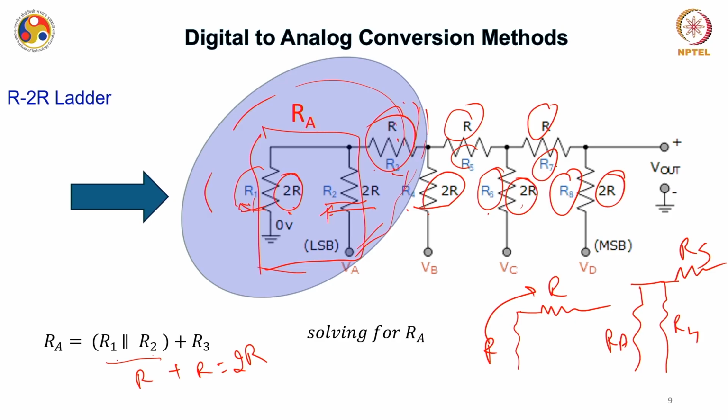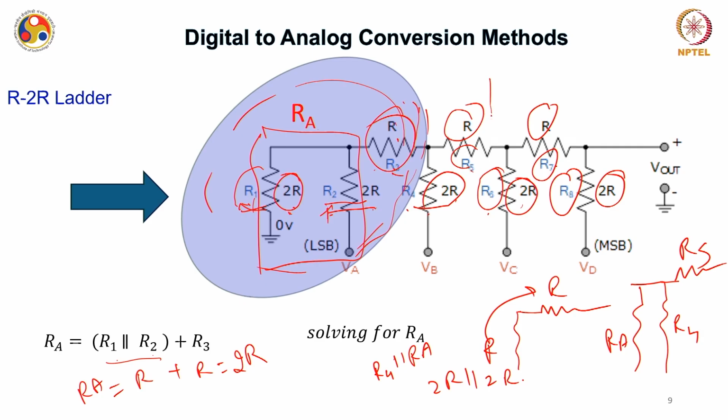So you have 2R, which is your R4, in parallel with RA, which is 2R. Again, RA was 2R, and now this 2R is in parallel with this 2R, which is R4. This equivalent is again R, and this R is in series with R5.